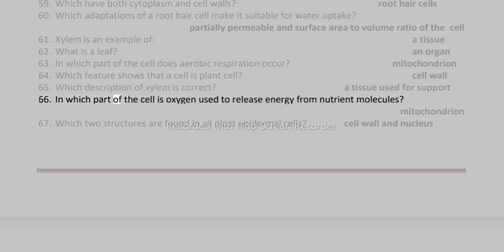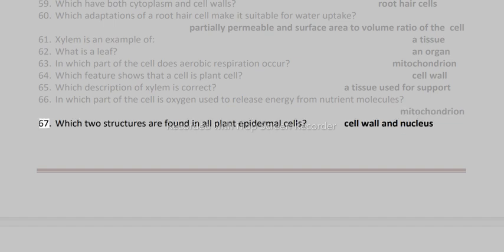66. In which part of the cell is oxygen used to release energy from nutrient molecules? Mitochondrion. 67. Which two structures are found in all plant epidermal cells? Cell wall and nucleus.